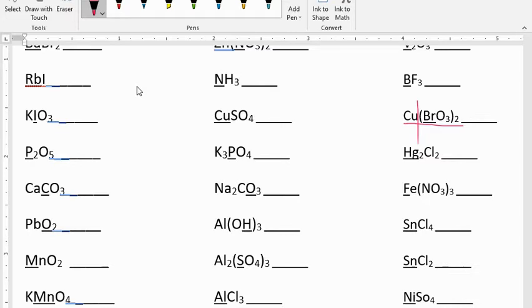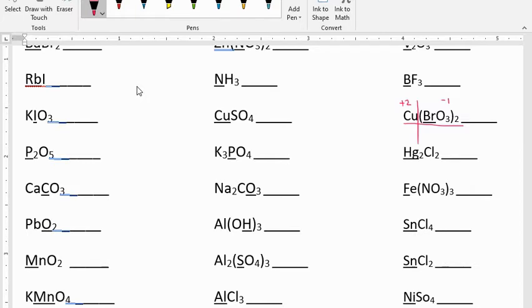Let's see if we have an overall charge here. We have one of these, we have two of these. So this must be a -1 because this was a +2. That's how they got that 2 here. And we have two of them. So this side of the equation has a -1 charge.